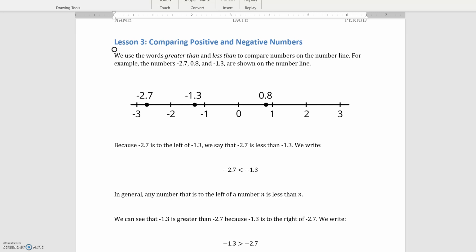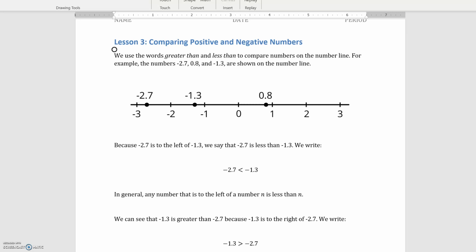Hey scholars, in this lesson we are going to compare positive and negative numbers using mathematical symbols. And we're going to start by reading the first page of notes together and annotating the notes.